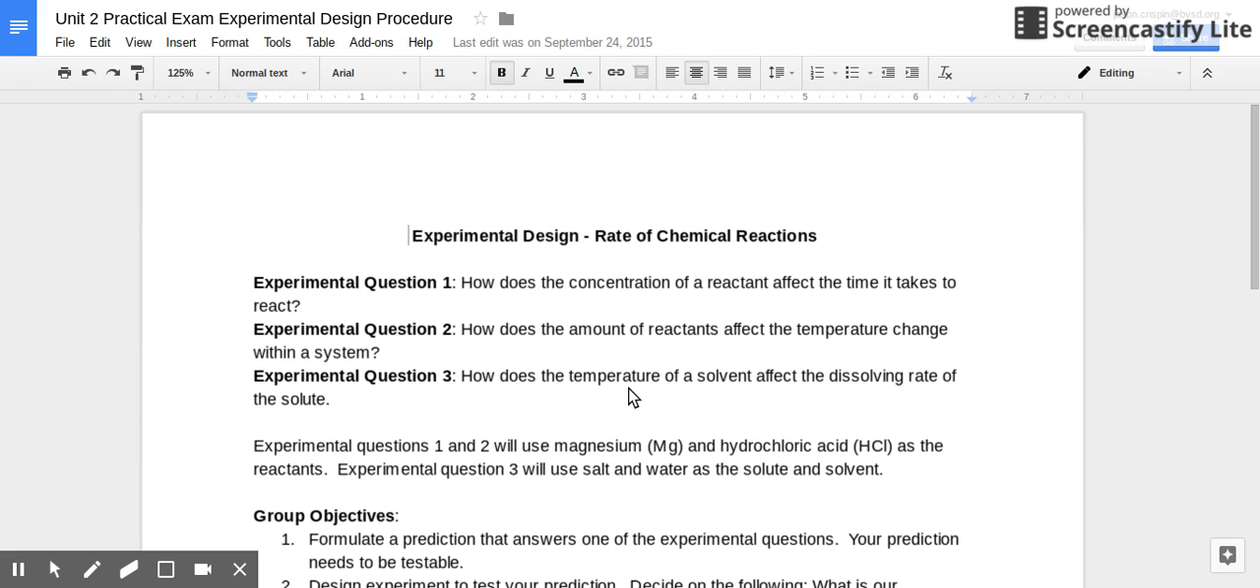If you choose to do experimental question number 3, you're looking at how the temperature of a solvent affects the dissolving rate of the solute. So you're going to look at how changing the temperature of water can affect how fast you can dissolve salt in that water.